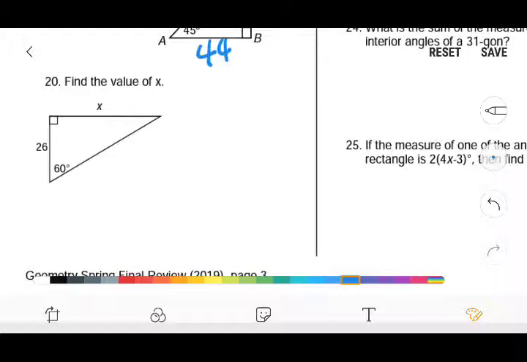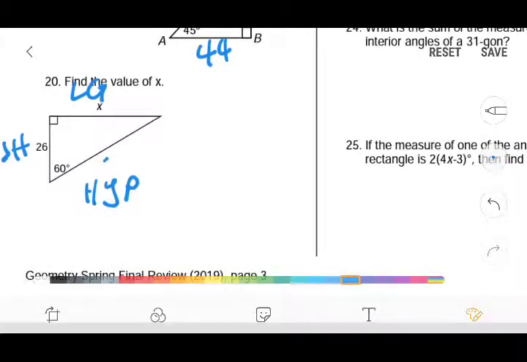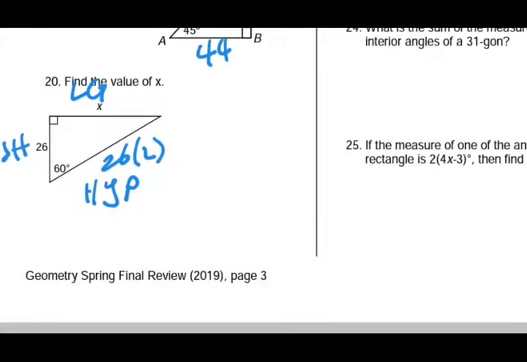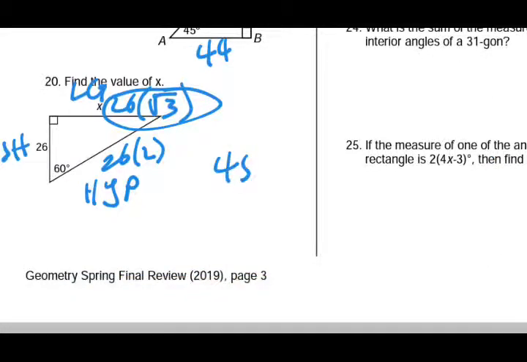You have a shortcut for this one also. If this is a 30, 60, 90 triangle, if you have the short side, you have the height, and you have the long. So this is going to be 26 times 2, and then this one's going to be 26 times square root of 3. So your answer to this one is 26 square root of 3, which is 45. So 45 is the answer to this one.